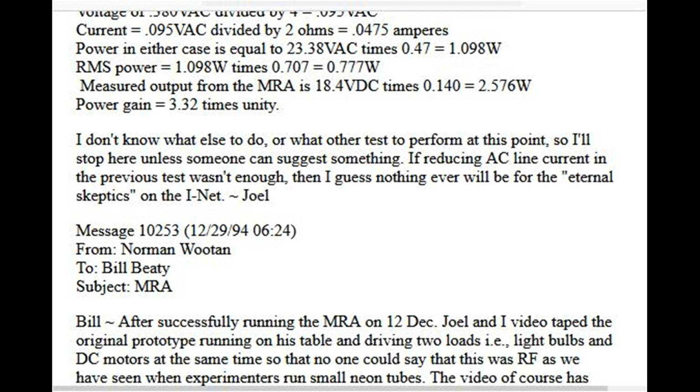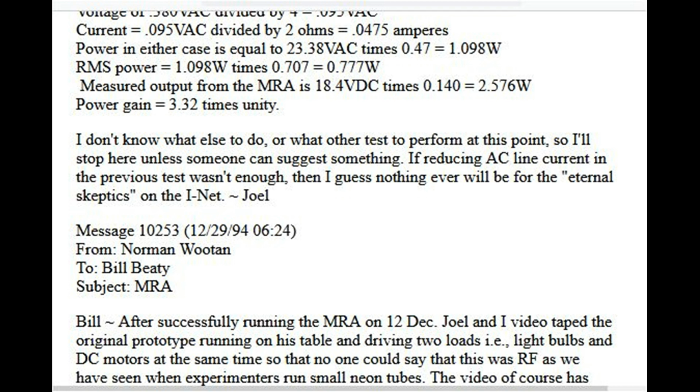Measured output from the MRA is 18.4 volts direct current times 0.140 equals 2.576 watts. Power gain equals 3.32 times unity. I don't know what else to do, or what other test to perform at this point, so I'll stop here unless someone can suggest something.